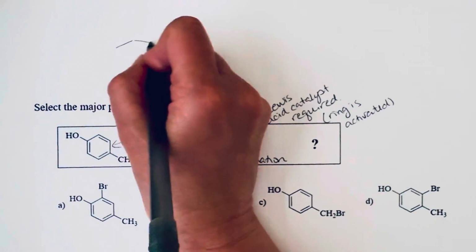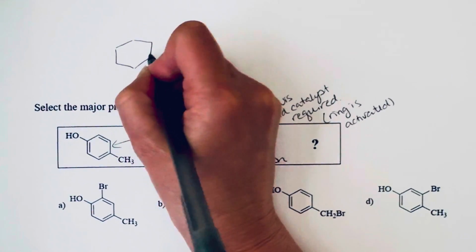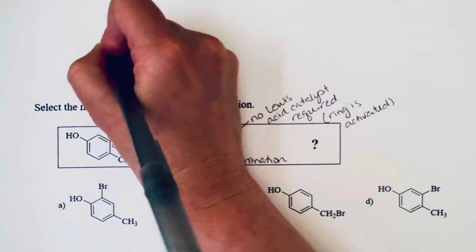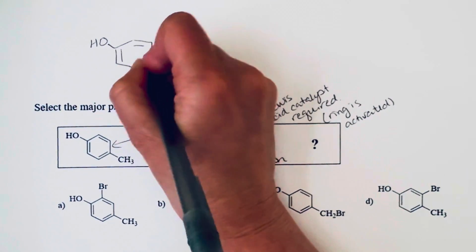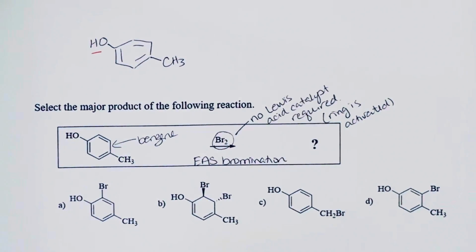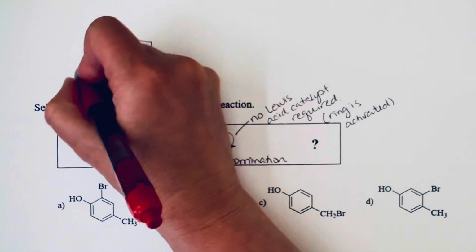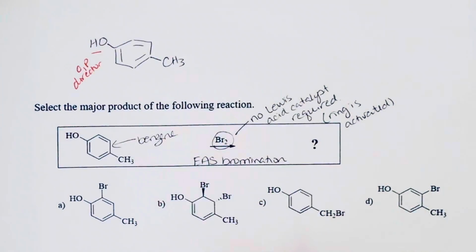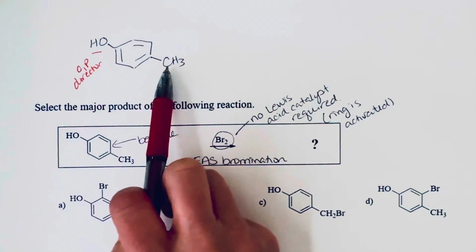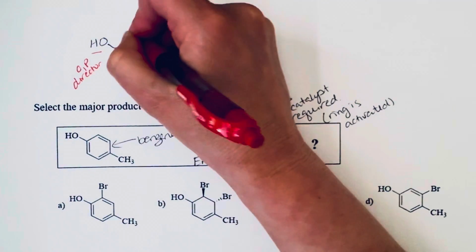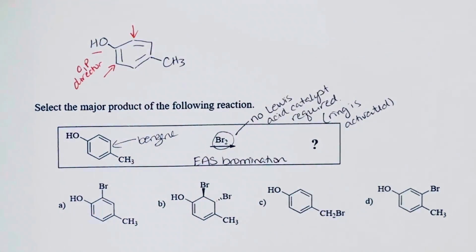So we need to take a look at the directing effects of both of these groups. So we have the methyl group and we have the hydroxy group. And so if I take a look at the hydroxy group first, these are both donating groups, so they are both ortho-para directors. So this is an ortho-para director. So we want to look at the positions ortho and para. So para, we've got the methyl group, so we can't substitute there. Ortho, here and here. So the hydroxy group is going to direct the incoming bromine to these two ortho positions.